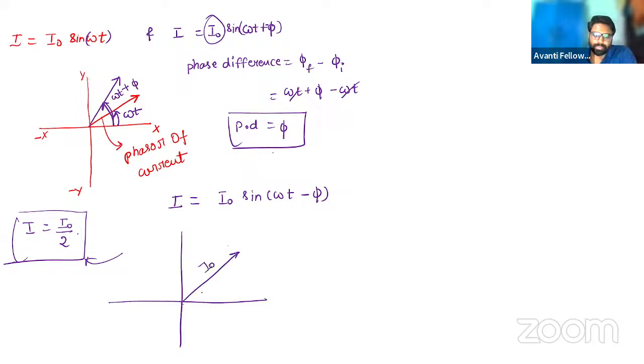This is I naught at omega t. Then we have to draw -5, which means we have to turn it in the opposite manner. If it is +5, we have to move it like this. But if it is -5, we have to move it the opposite way. So let's say -5 will come here. This is -5, so this angle will become omega t minus 5. Clear? I hope you are clear with the drawing of these phasor diagrams.